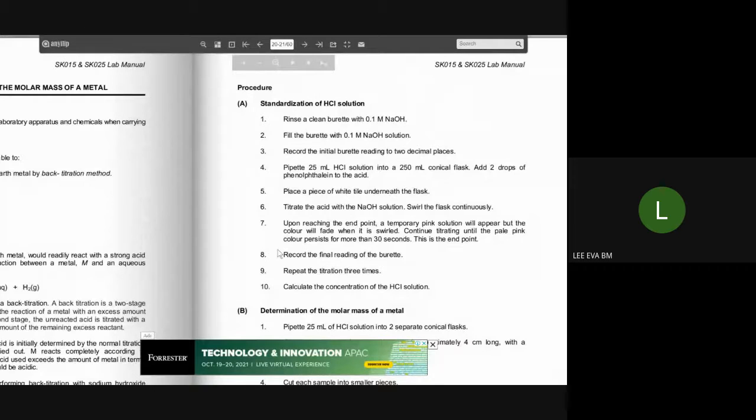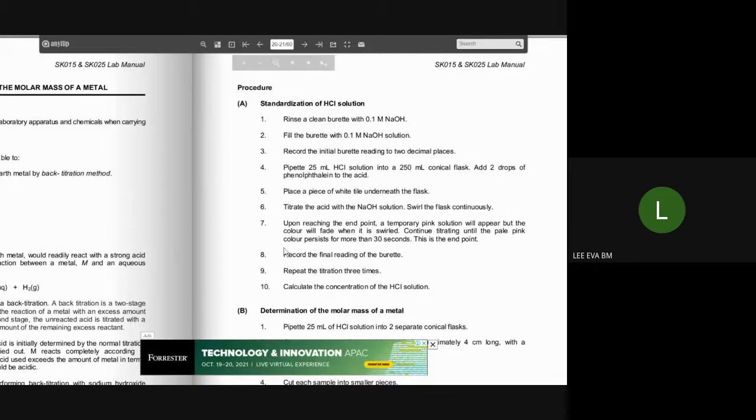So part A, we are using the normal titrations method. Normal means in the burette, we fill in with NaOH. In the conical flask, we fill in with the HCl. So in the normal titration, we want to determine the volume of NaOH used. We want to calculate for the concentration.